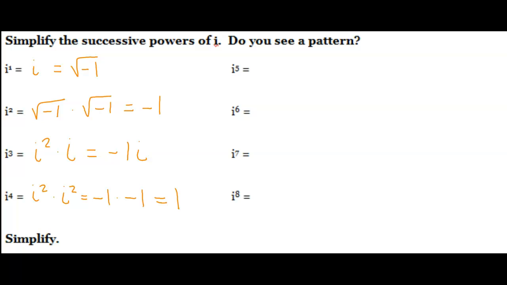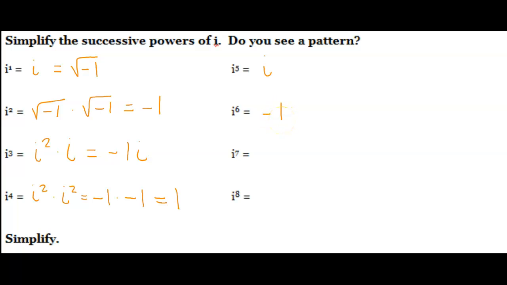So i to the 5th, you got 2 shots here. It's either i or negative i, and what's it got to be? Because if you go from 4, you go right back up to positive i, because 4 to 5. So i to the 5th is equal to i, because it's like the next multiple of 4. i squared is negative 1, so i to the 6th is also negative 1.